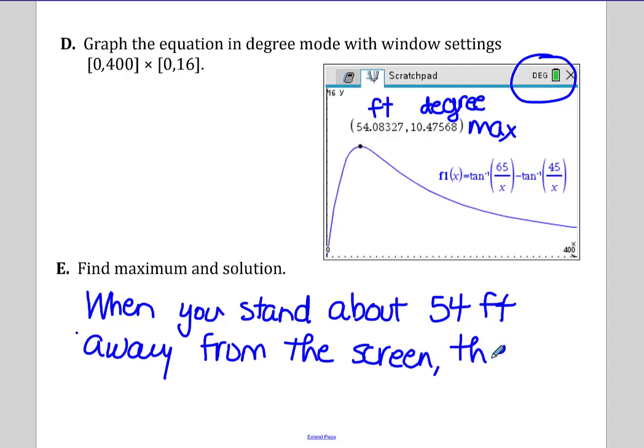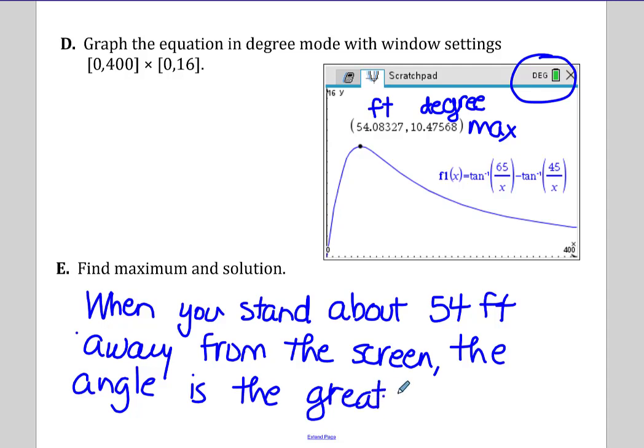The angle is the greatest at 10.48 degrees. Okay? So a little practical application there. And that's the end of our first look at inverse trig functions. The next lesson has a little bit more about inverse trig functions. See you next time.